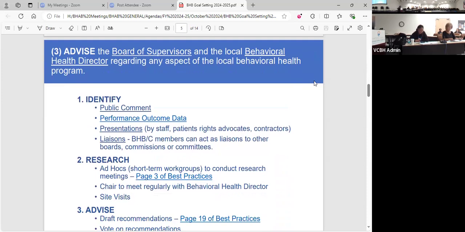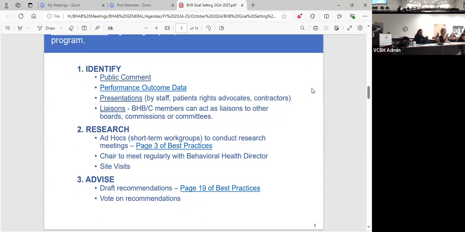All right, so it advises the Board of Supervisors and the local behavioral health director regarding any aspect of the local behavioral health program. So it's Board of Supervisors and behavioral health director. Oftentimes, you're going to be wanting to make your recommendations to the staff here, especially if it's something that's in the control of the staff to change. And then also in your annual reports, put those recommendations there for the Board of Supervisors to see. But sometimes it's going to be areas that intersect with the behavioral health agency.